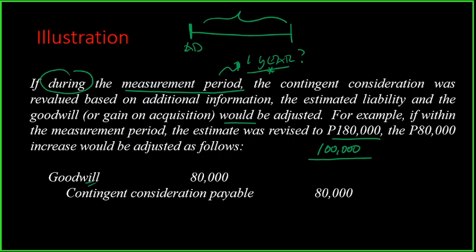Okay, so let's go back. How much is the purchase price or the consideration? It's now 2,400,000 plus you now have 180. Okay, so your new consideration is now 2,580,000 pesos. And then what's the fair market value of your net assets acquired?